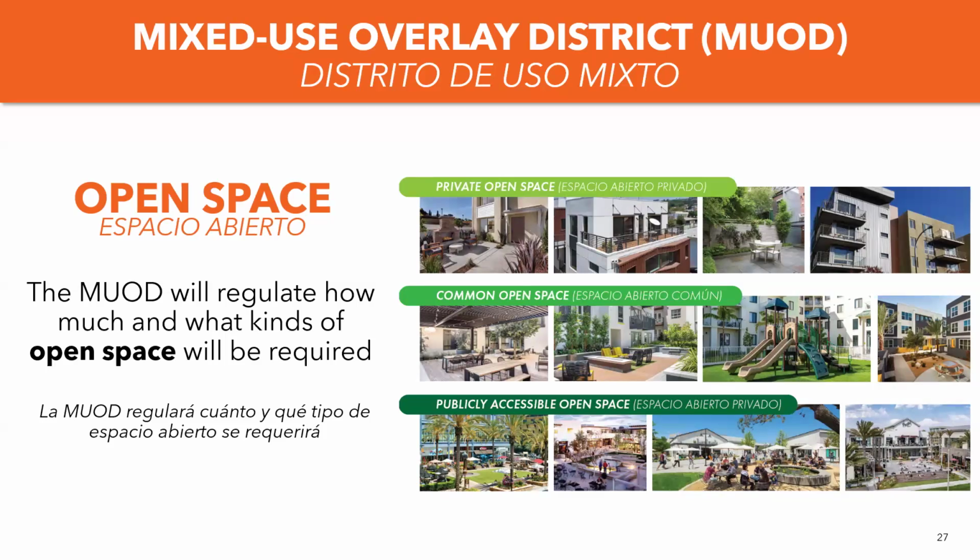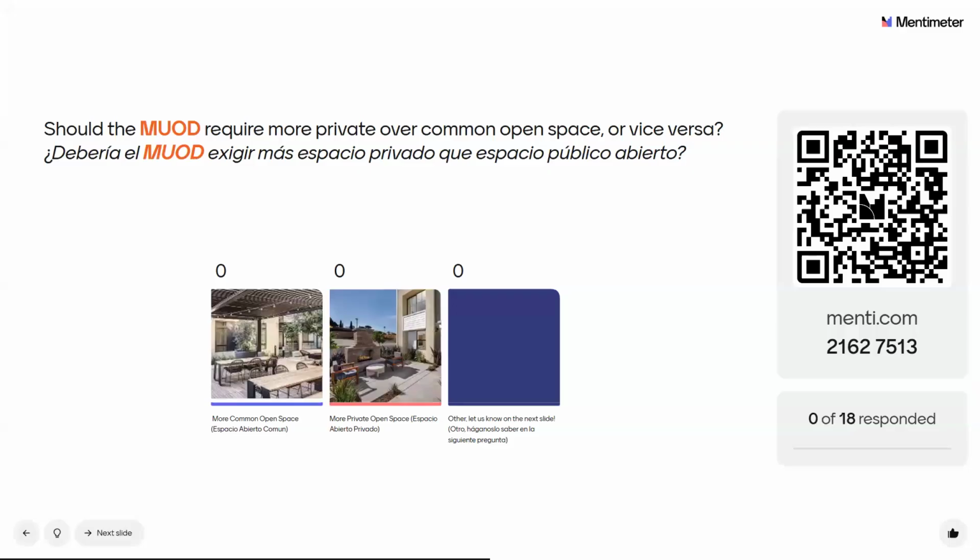So that said, we want to hear from you. What kind of open space is more important and should be prioritized more? So I'll hand it back to Christian for our next interactive question. Thank you, Kathy. So, 13.2, move to Mentimeter. Our question is listed as, should the city require more private or common open space or vice versa?